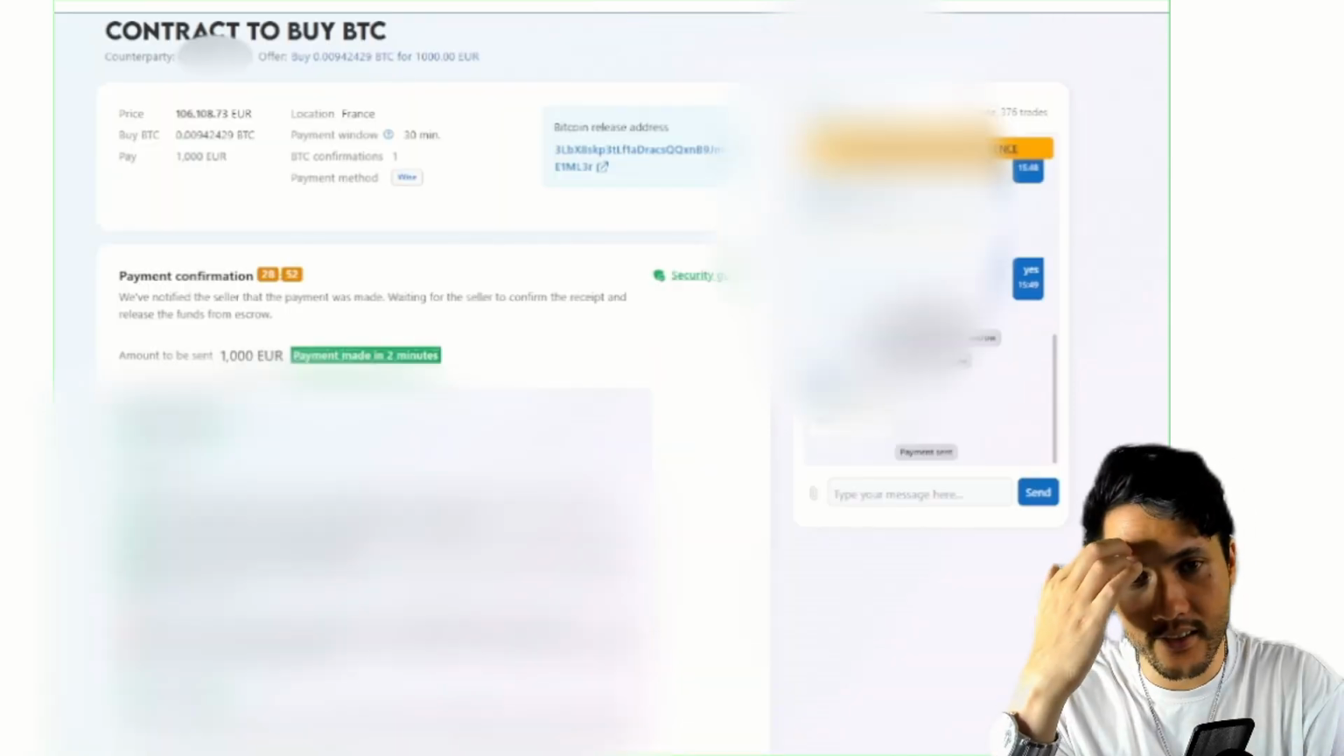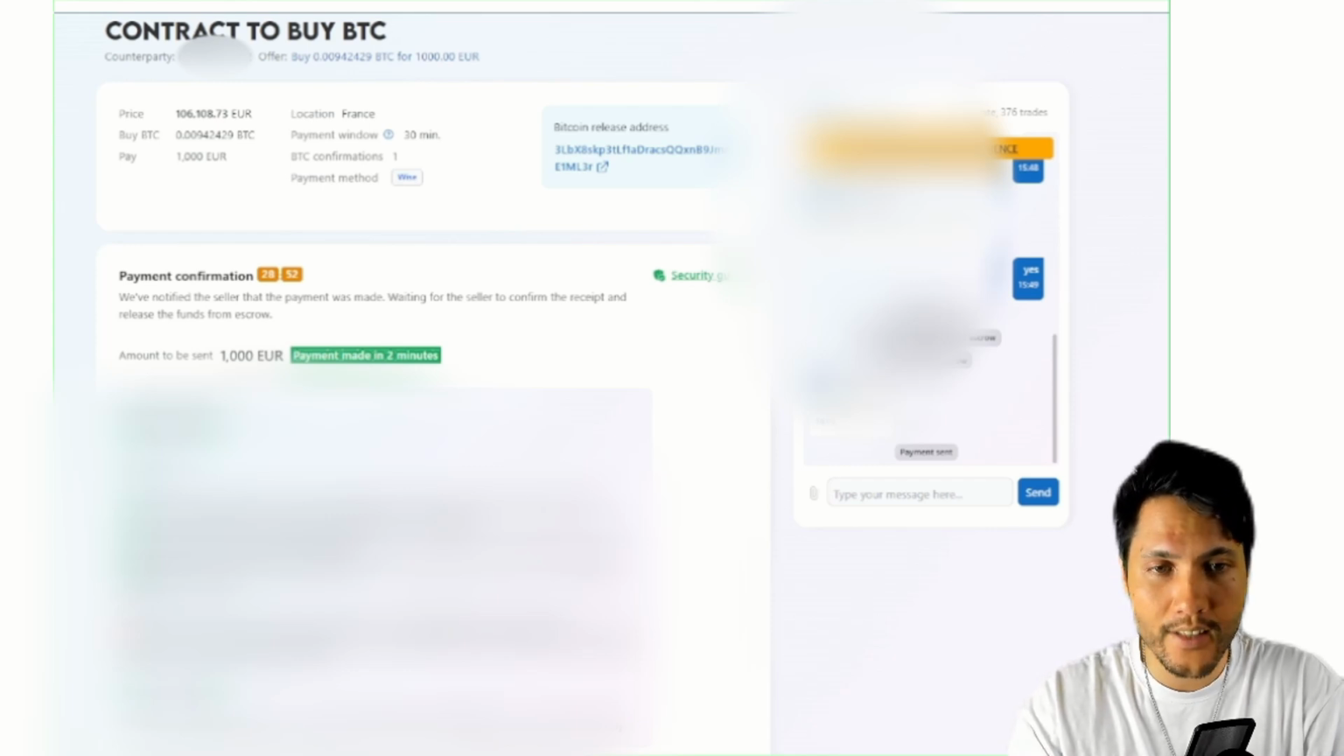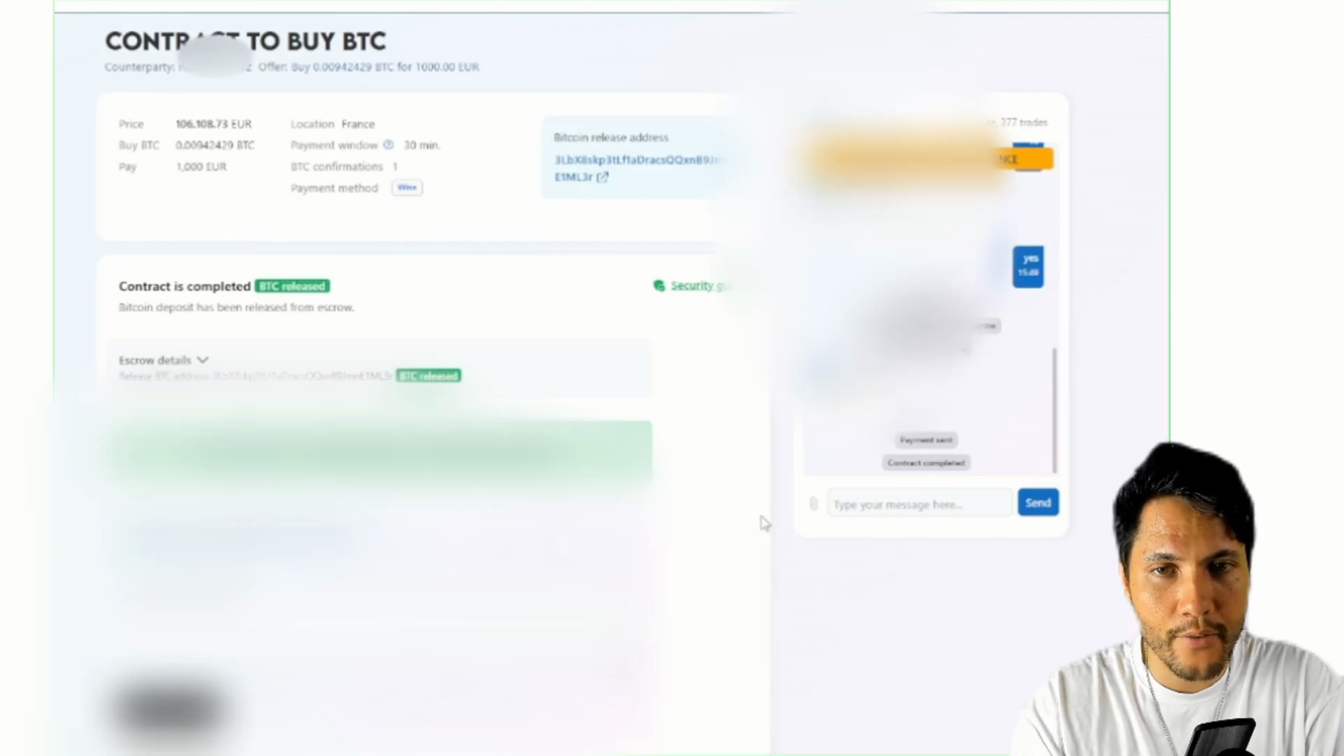What that means is that it's now on him to check that the funds have been received, and assuming that it's arrived, then he's going to release the funds to me. If it hasn't, then it's because I'm a scammer, and then he's going to open up a dispute. But I'm not a scammer, so I've sent him the funds, and it's just up to him to now click that he's received it. Once that's done, he's going to release my funds that are locked in escrow.